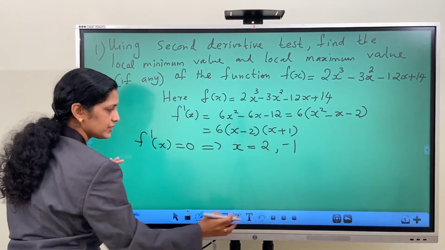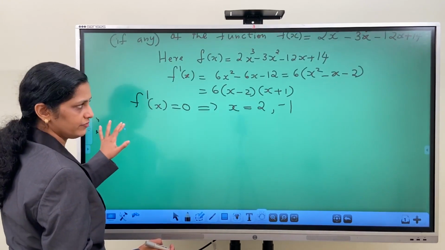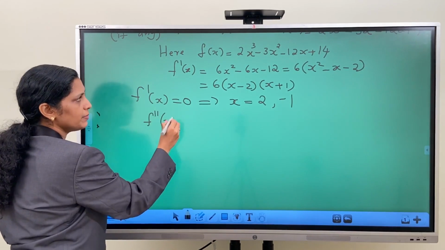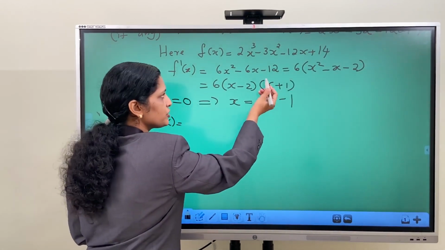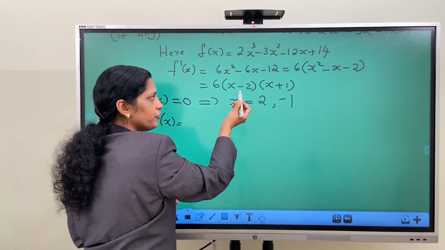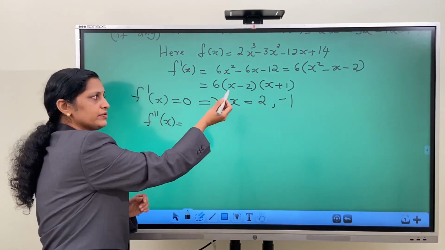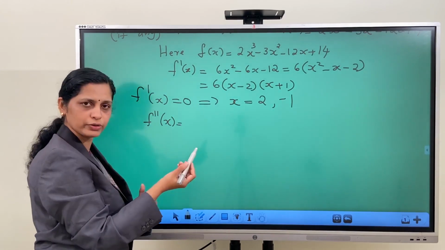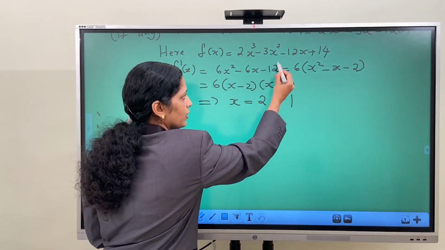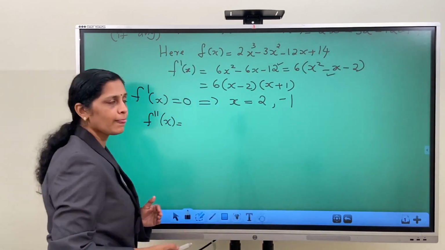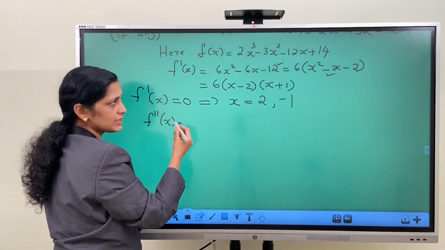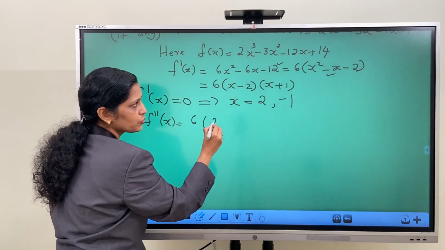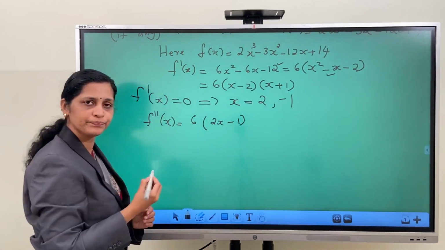In the second derivative test, we have to use the second derivative. Therefore, f double dash x. And remember, it is better to take this form or this form. If you are using this form for finding the second derivative, you have to apply the product rule. Therefore, take this one or this one. Okay, I am going to take this one, then differentiating it again with respect to x, 6 into 2x minus 1.